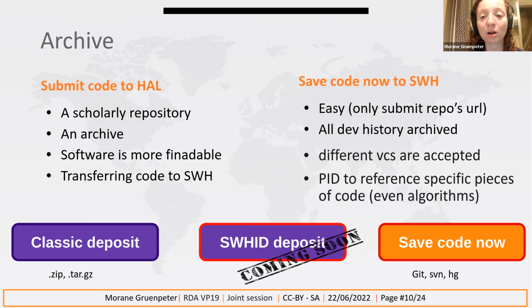You can submit a repository which is not only yours, with the complete development history. And there you have a PID referencing the specific pieces of code, even algorithms. And in the middle, you have this new, coming soon SWH deposit, which is now in beta testing on one of the HAL instances, where you are not depositing a zip file. You just take a SWID after doing a Save Code Now, and you put it on the form when submitting the code into HAL. So we are working towards a better workflow for researchers, so that when they develop their software, they can archive it in Software Heritage and in HAL.